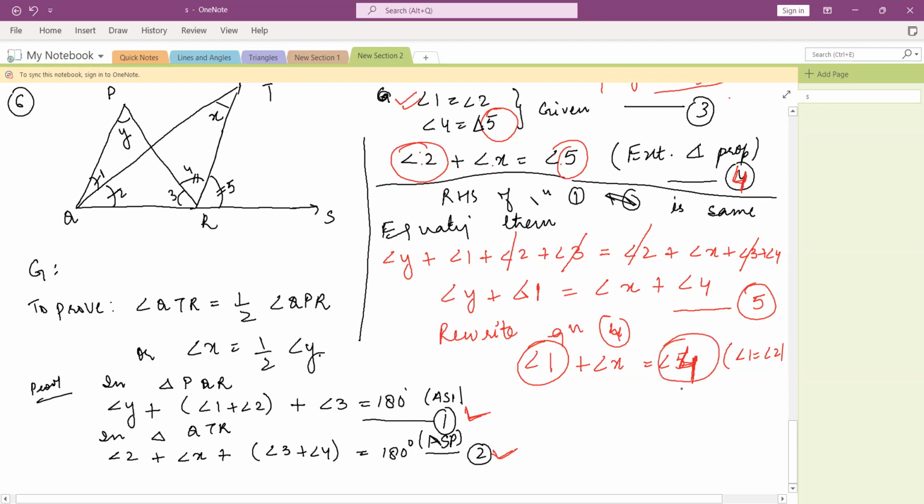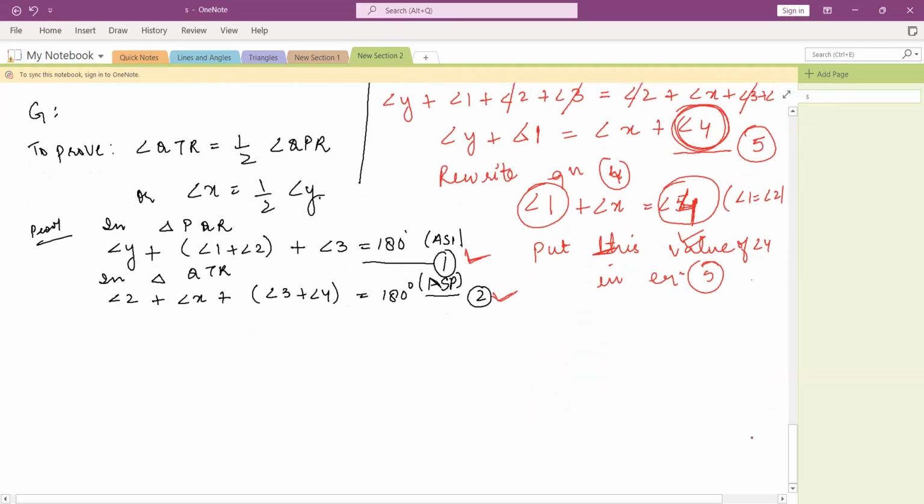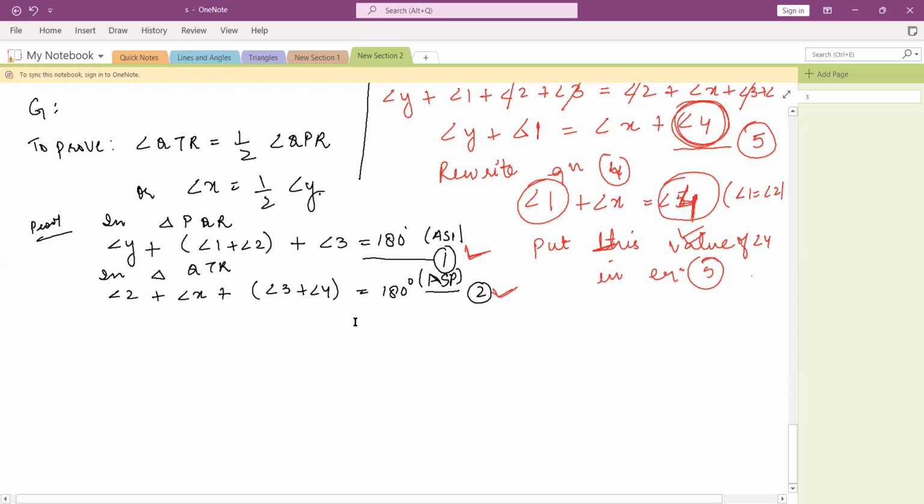Now what I'll do is I'll put the value of angle 4 in equation number 5 here. So put this value of angle 4 in equation number 5. Now things will become simple. So let me scroll it down. All right, so write it like this.